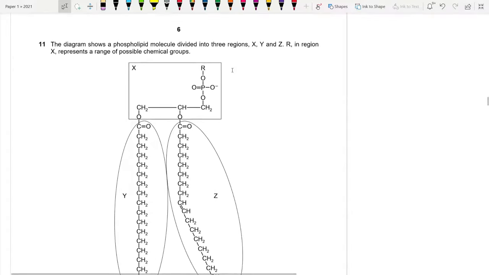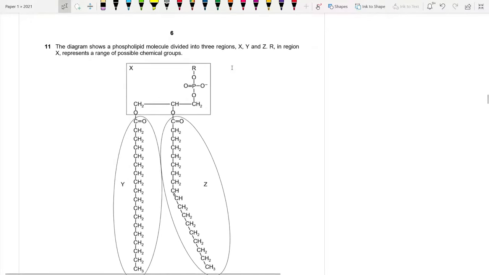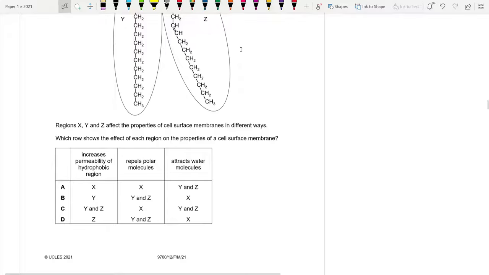11. The diagram shows a phospholipid molecule divided into 3 regions, X, Y, and Z. R in region X represents a range of possible chemical groups. The regions X, Y, and Z affect the properties of the cell surface membrane in different ways. Which row shows the effect of each region on the properties of a cell surface membrane? Increases the permeability of the hydrophobic region, repels polar molecules, attracts water molecules.